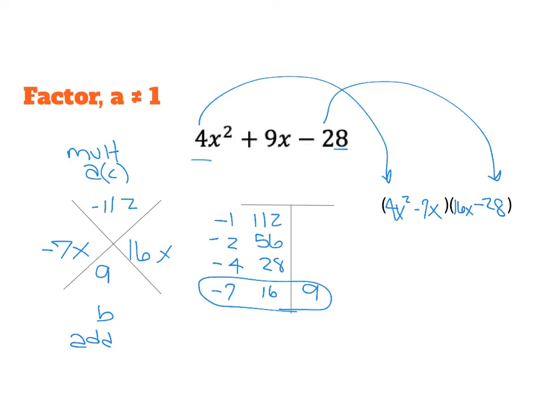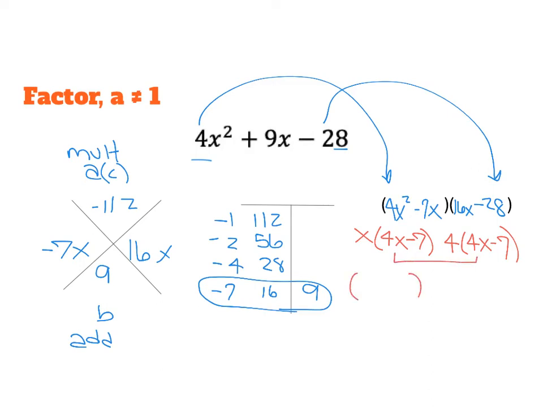All right, now out of each set of parentheses, I'm going to take my greatest common factor. So out of this first set, I can factor out an x. That leaves me with 4x minus 7. Out of the second set, I can factor out a 4, and that leaves me with 4x minus 7. And again, that's a good sign because we want these two sets of parentheses to look the same.